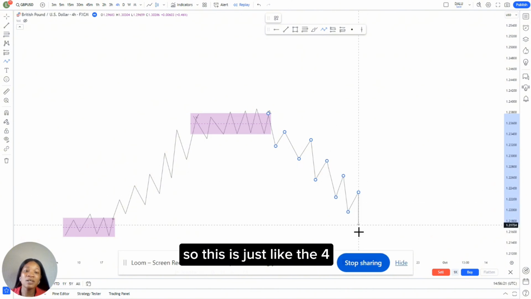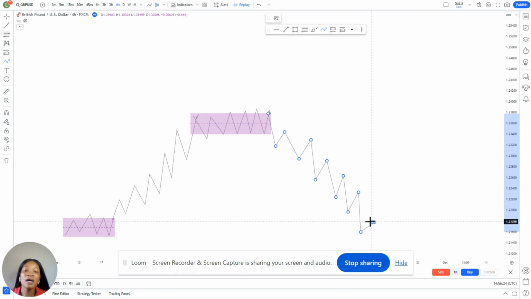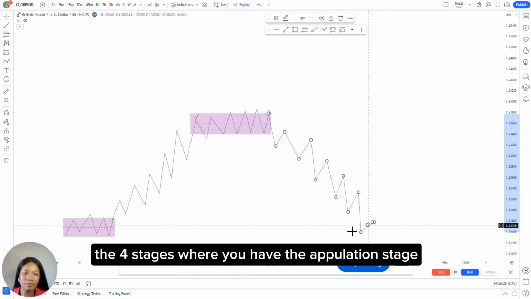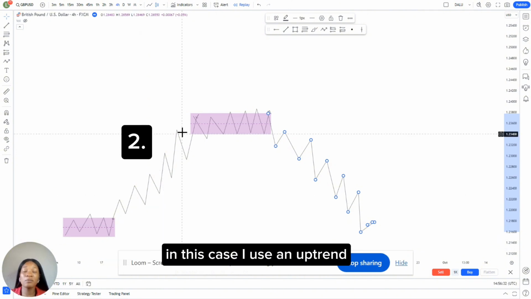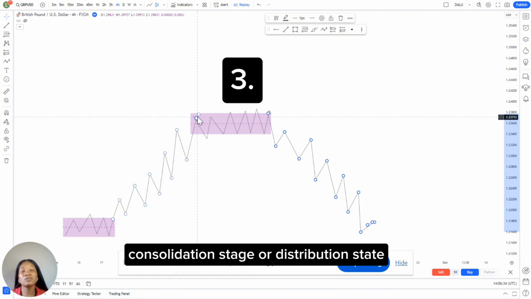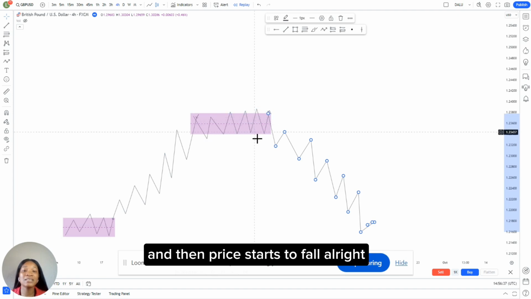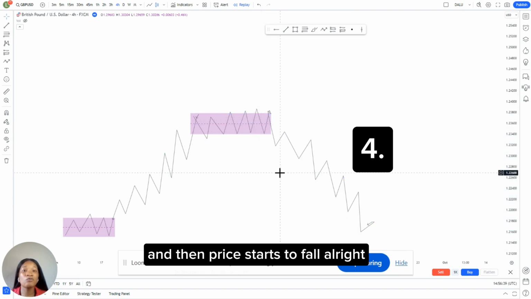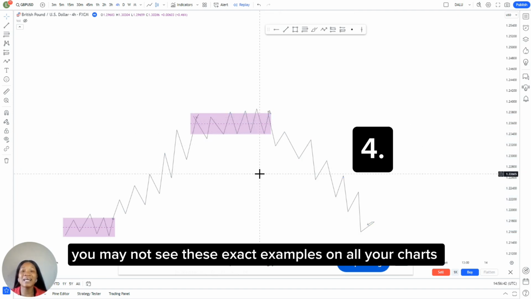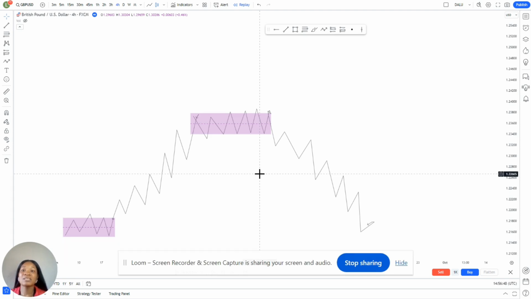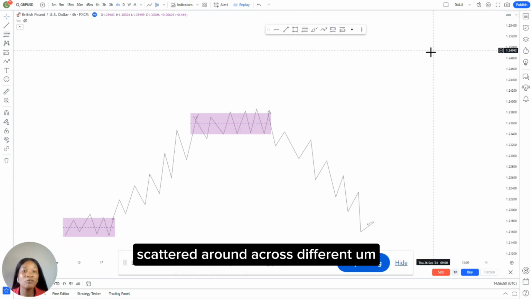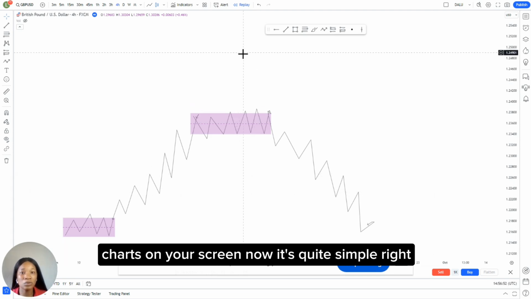So this is just like the four stages, where you have the accumulation stage. You either have an uptrend or a downtrend. In this case, I use an uptrend, and then we move over to the consolidation stage or distribution stage, and then price starts to fall. You may not see these exact examples on all your charts, but definitely what you're going to be seeing is all these stages scattered around across different charts on your screen.